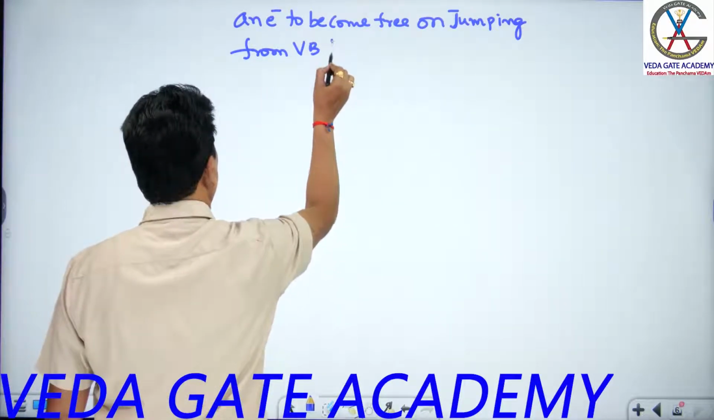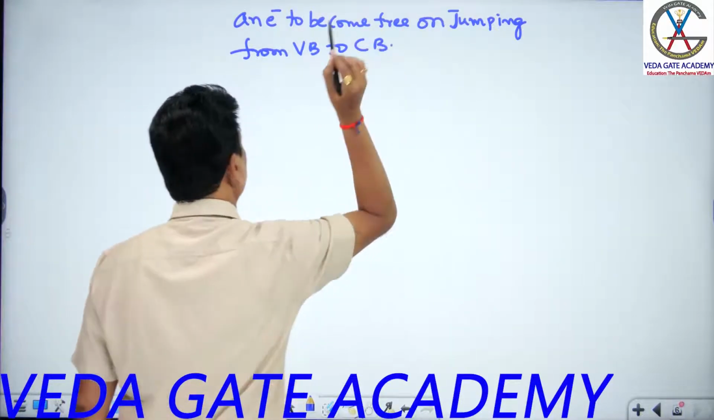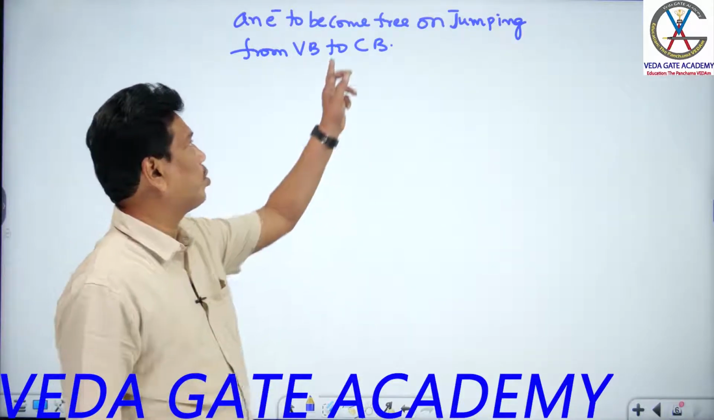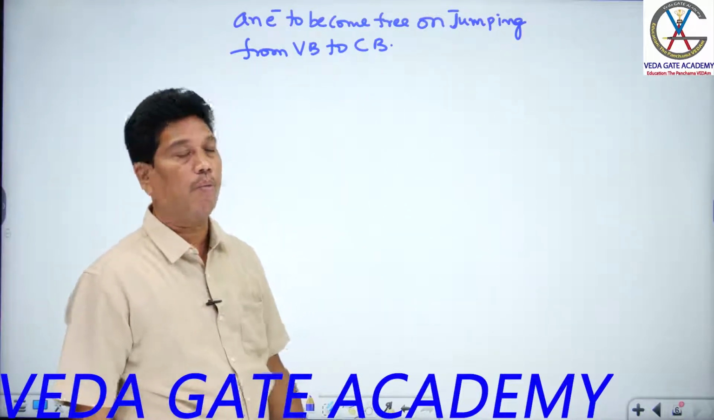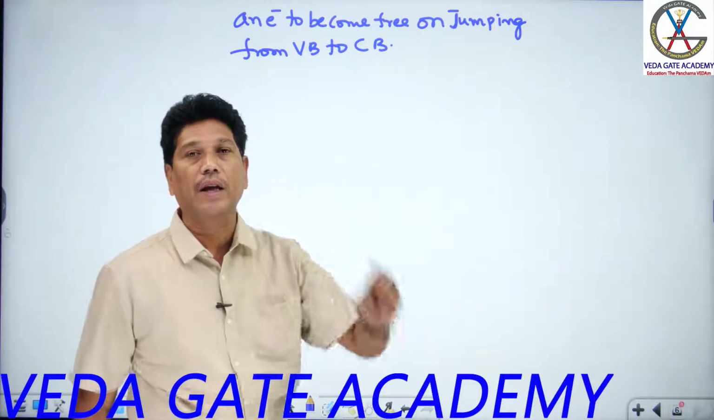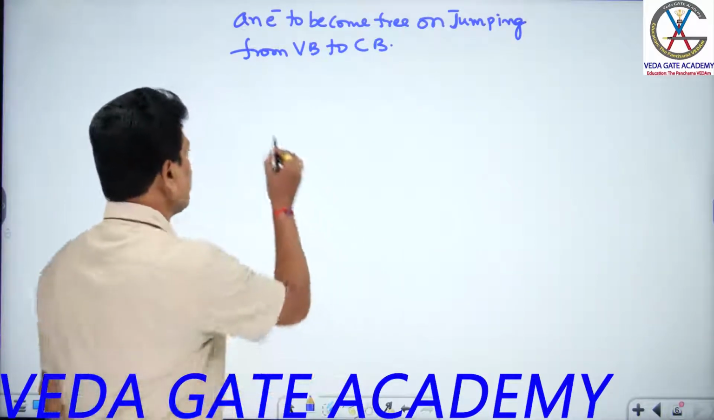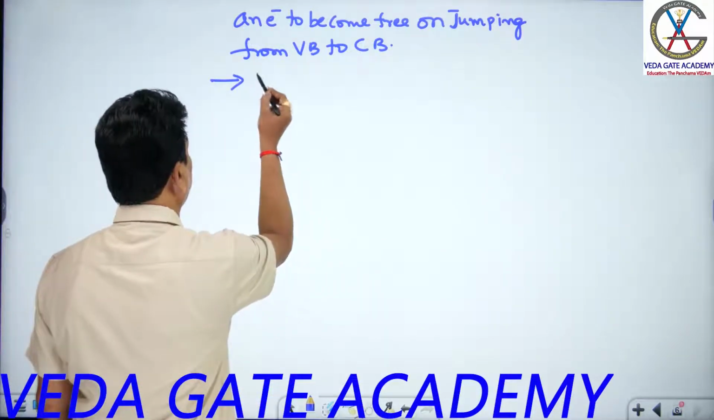Valence band to conduction band. So how much is the minimum energy required to jump from the valence to the conduction band to make that electron free? It is denoted by the energy gap. This energy gap is expressed in terms of the unit electron volt.